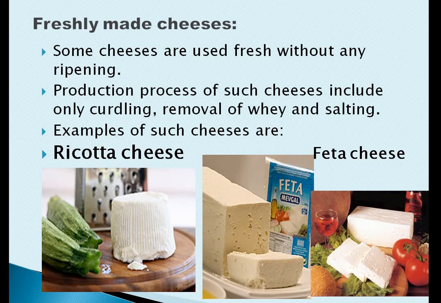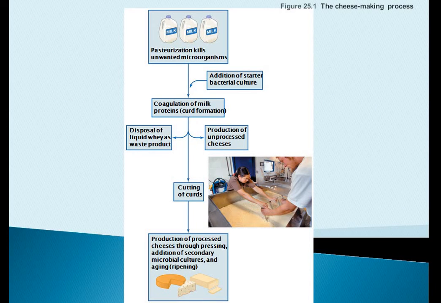So freshly made cheeses. Some cheeses are used fresh without any ripening. The production process of such cheeses includes only curdling, removal of whey and salting. Examples of such cheeses are ricotta cheese and feta cheese. So you can see how the cheeses are.